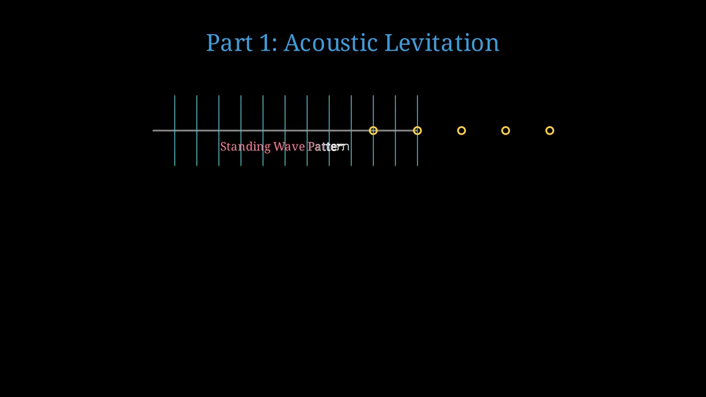When two sound waves traveling in opposite directions meet, they create a standing wave with nodes of low pressure and antinodes of high pressure. A small object placed at a pressure node experiences forces from all directions that push it toward the center, creating a stable levitation point.